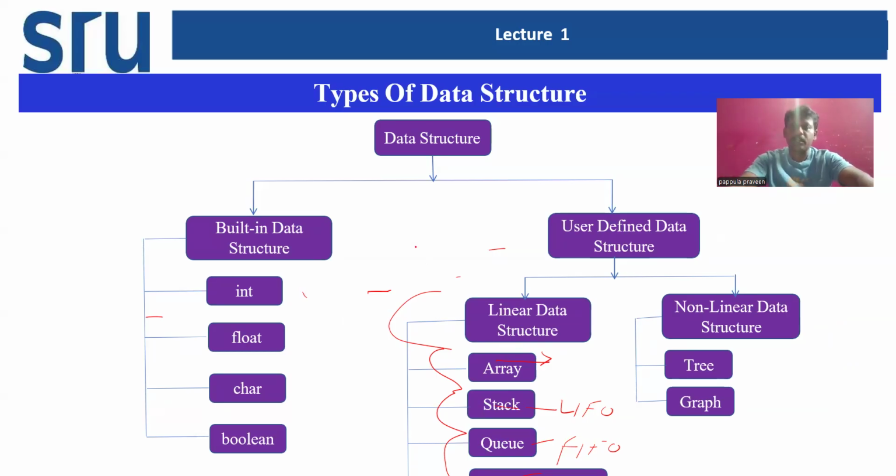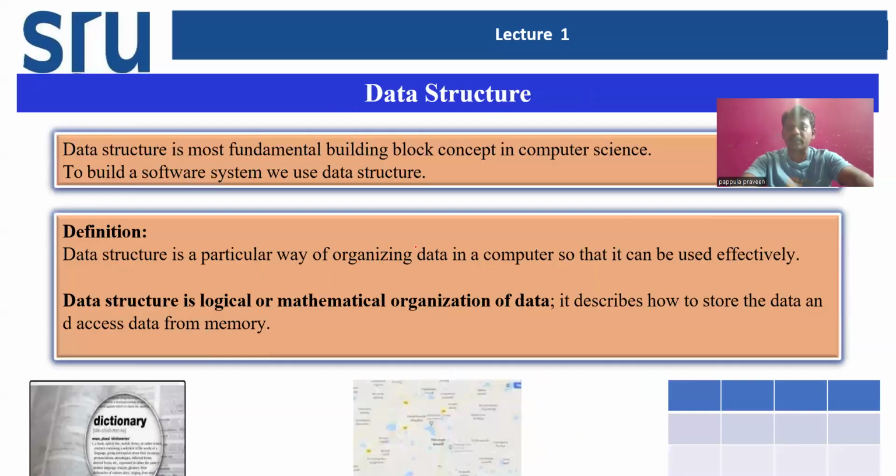To summarize the data structures: we have two types, built-in data structure and user-defined data structure. Built-in data structures are nothing but variables. User-defined data structures can be categorized into two types: linear and non-linear. In linear, we have four: arrays, stack, queue, and linked list. In non-linear, we have two: trees and graphs.